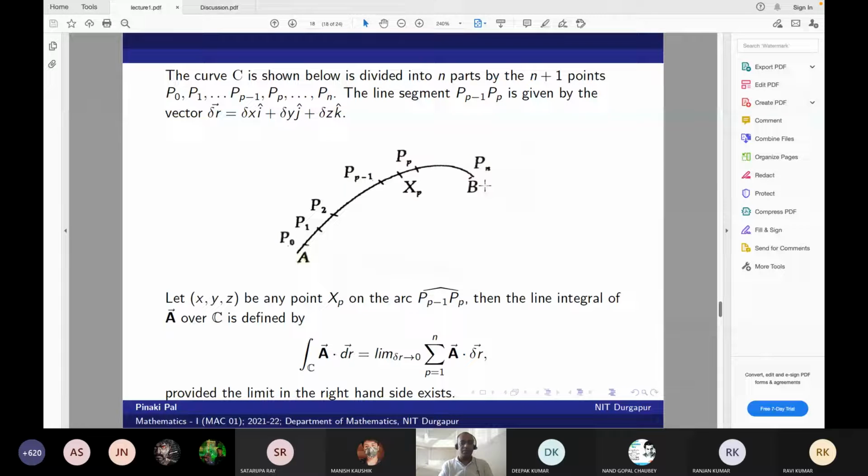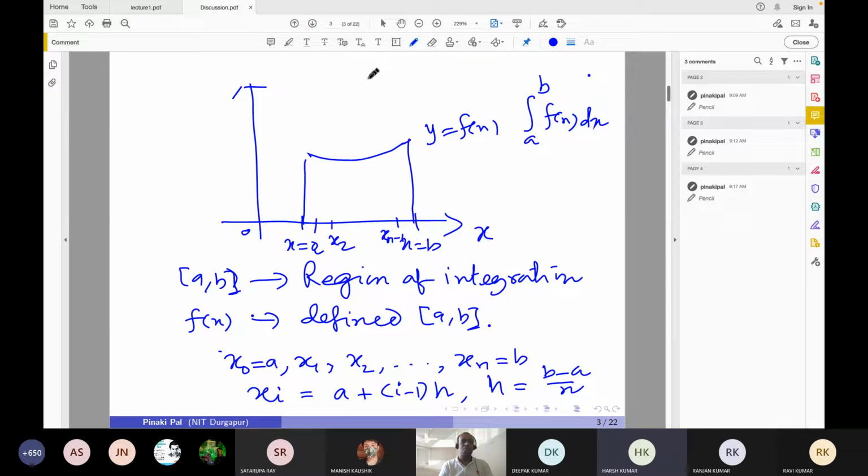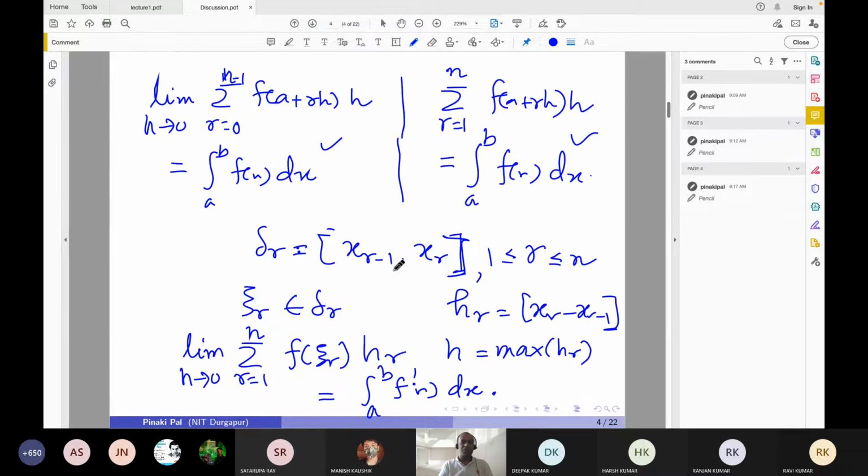Sir, one doubt. Yes. Sir, in the previous slide where you mentioned xi r, what is xi r, the average of the two endpoints of the subinterval? No, not necessarily. Any point from this subinterval. You see, I have mentioned here xi r.